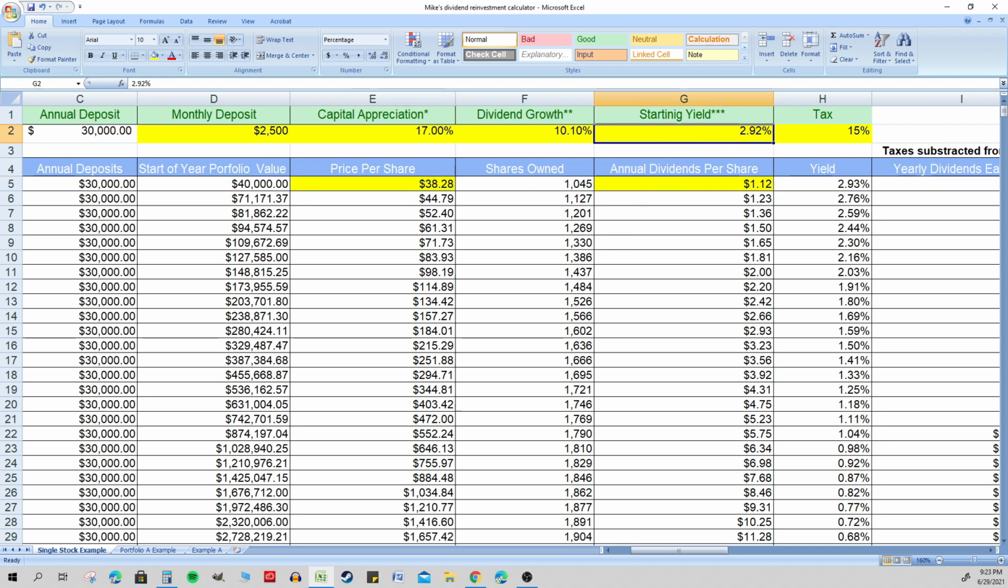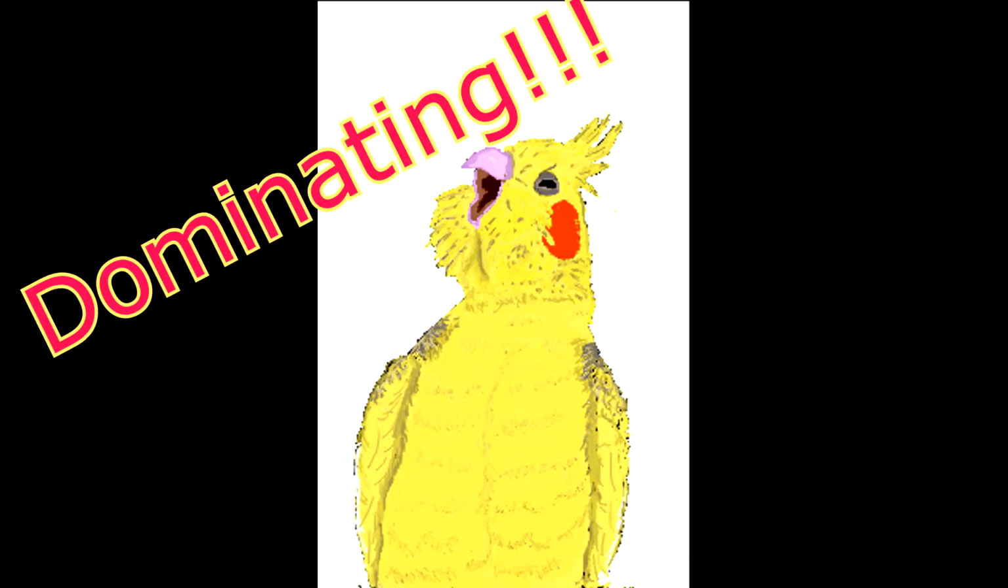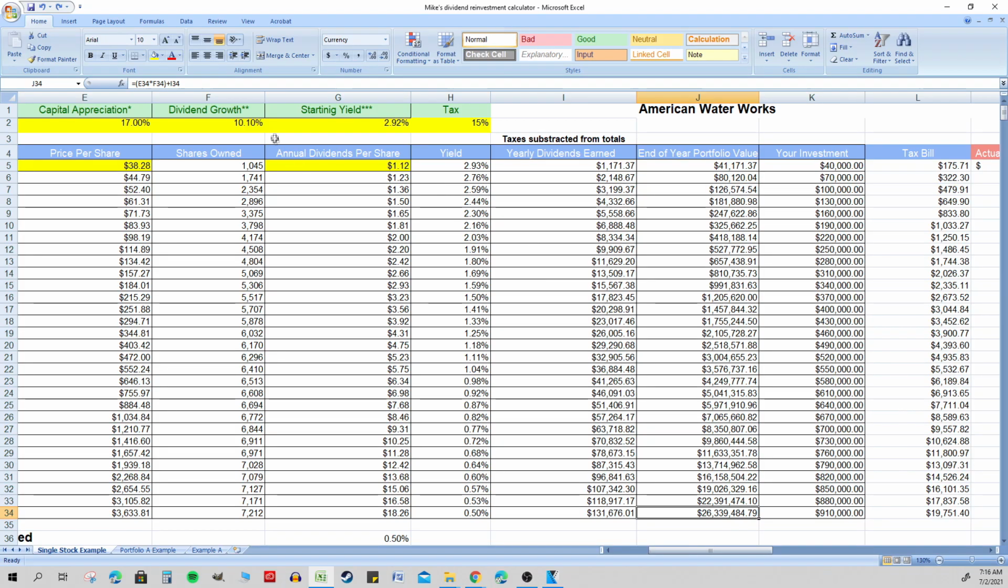So let's see how this plays out. The results of reinvesting in a company that has a compounding annual dividend rate of 10.1% and an average growth rate or appreciation rate of 17% yield some serious results. After reinvesting $30,000 a year every single year plus dividends into this investment, after 30 years, your portfolio, starting with $10,000, would go from $41,000 in the first year all the way up to $26 million after 30 years. Holy crap. Dominating! Now you might say, well, there's no way, Mike, that we're going to get these kind of results for 30 years straight. And you're probably right.